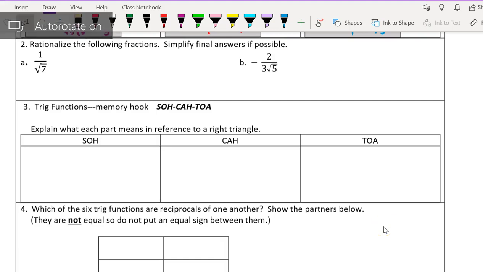All right, so part 2 is to rationalize the following fractions and then go through the different trig functions. So if I have 1 over the square root of 7, rationalize, all that means is I do not want radicals in the denominator. So I have to multiply by that radical to rationalize it.